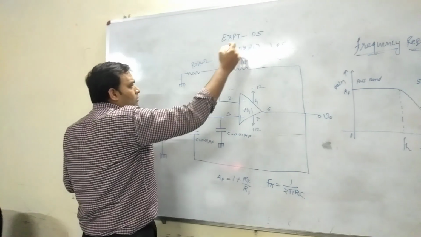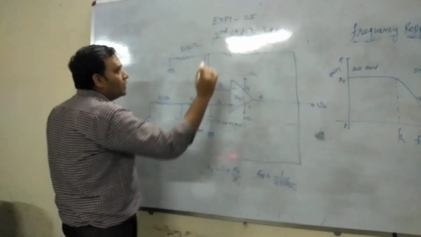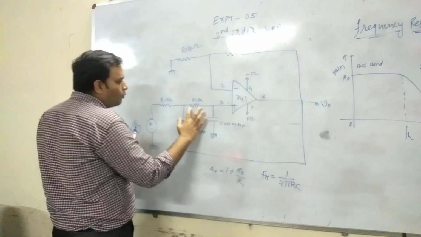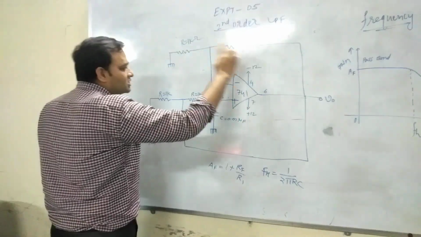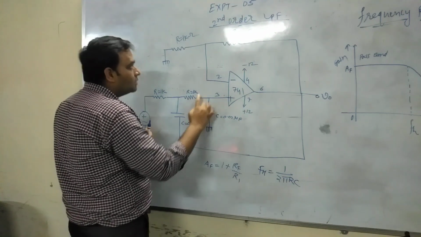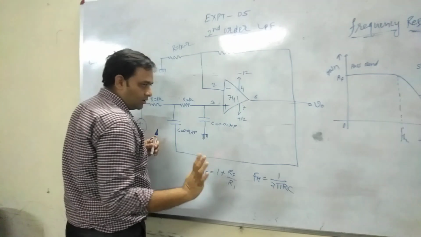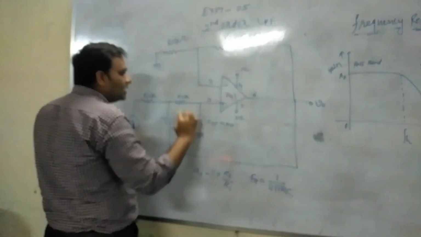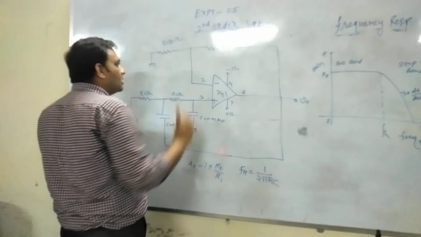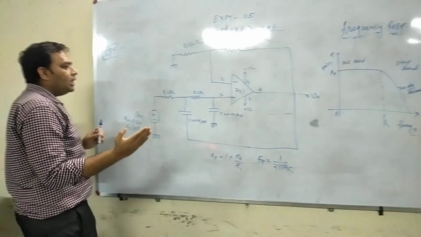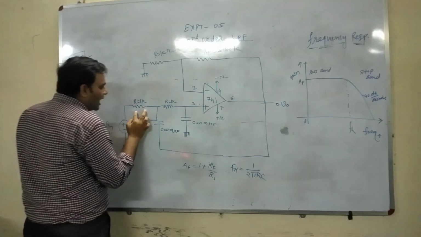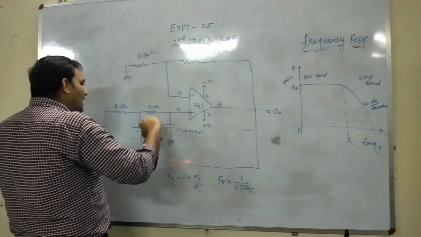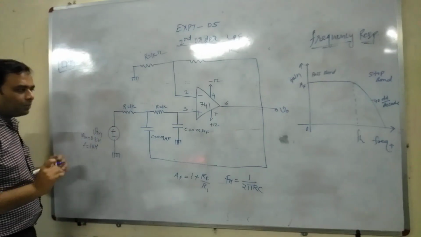Depending upon the RC network, we are having different orders of filter. If I use only one RC network in my circuit, then my circuit becomes first order low pass filter. If I use two RC networks, this one is the first network and this one is the second network, then your circuit becomes second order low pass filter.